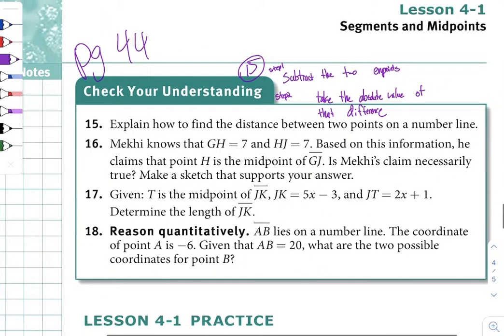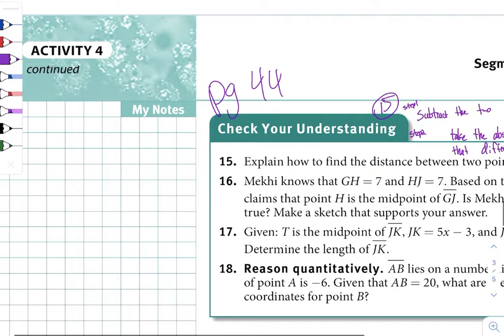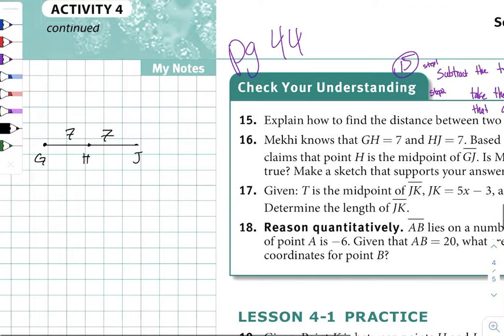16, Mackay knows that GH is 7, HJ is 7. Based on the information, he claims that point H is the midpoint of GJ. Is it true? Maybe, maybe not. So if I wanted to draw this, I could draw it like this, where I have G and then J with H, and this is 7 and that's 7. And you look at this and you're like, yeah, dude, H is definitely the midpoint.